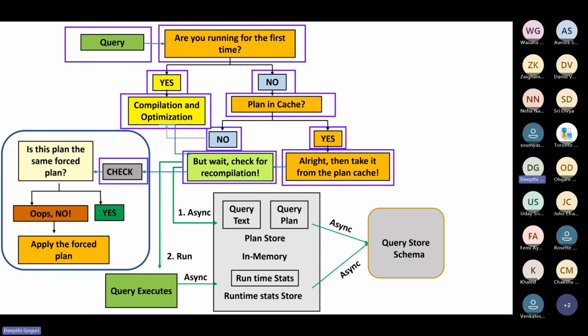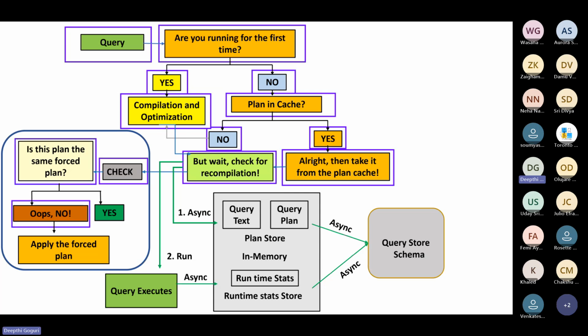So what is this forcing a plan, right? It's one of the advantages of query store, where you can compare the different execution plans, and if you think one plan is better than the other, you can go ahead and force the plan. That is just one advantage of query store. So let's say this query that we are running now, we actually forced a plan. So in this recompilation step, the check for recompilation, it will go ahead and see: I took a plan from the cache, is it similar to the plan that I have actually forced? If it is similar, then it will go ahead and move further.